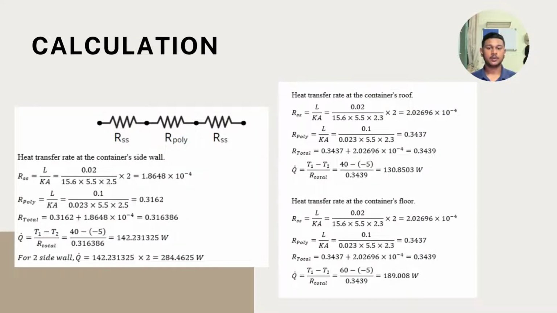To calculate the amount of dry ice needed for a 5-hour trip, we need to know the total heat transfer rate caused by the thermal resistance. First, we calculate the heat transfer rate at container side wall. By calculating the resistance of two stainless steel and the insulation which are placed in between the two stainless steel, we can then calculate the heat transfer rate using the formula Q equals delta T over R. We then repeat the step for the container's roof, floor, front wall, and door.